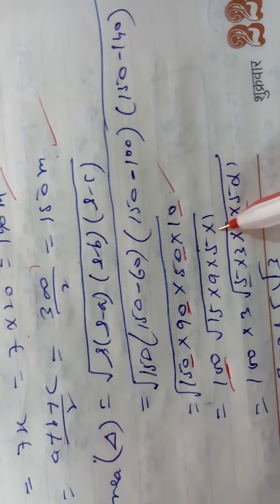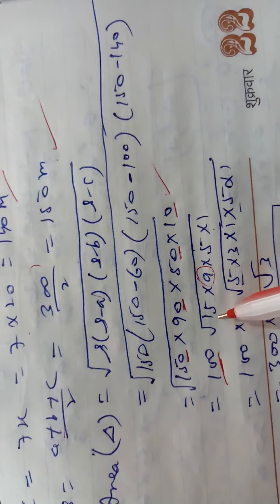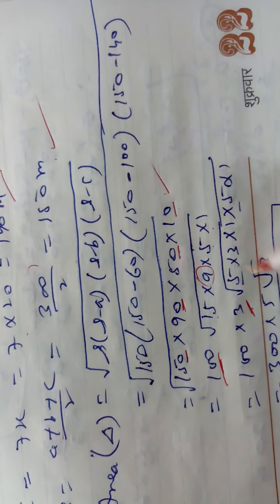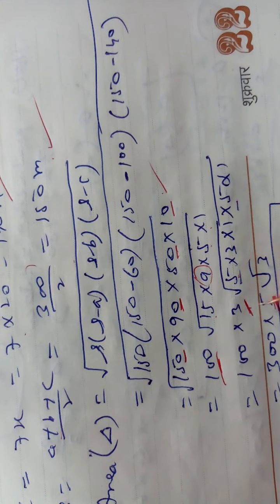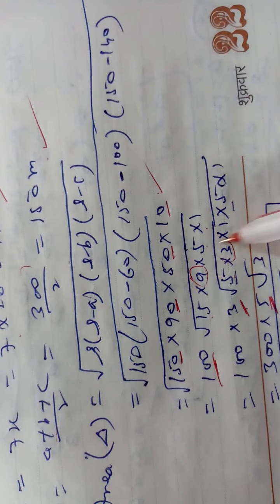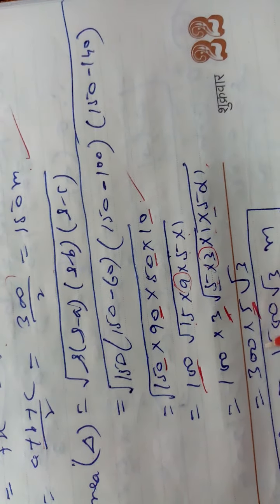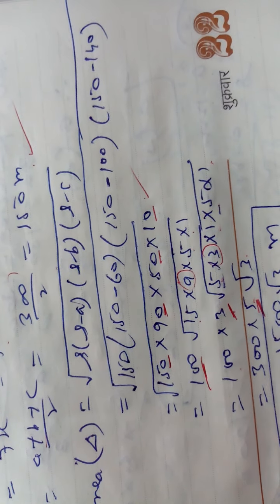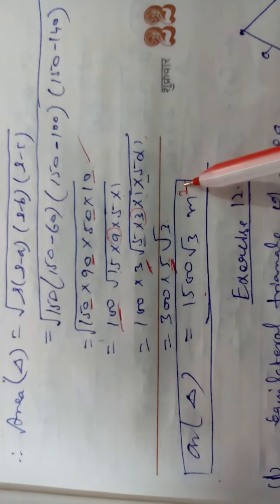15, 9, 5, 1 left. 9 is a perfect square. 3 will come out. 15 and 5 again will give you 5 and 5 out. 5 3s are 15. So 3 and what is left? Only 3 is left. 1 1. So what are you getting? 300 into 5 into root 3. 5 3s are 1500 root 3 meter square. I have written meter, but wrong. You put the square, otherwise you will not get the full marks.